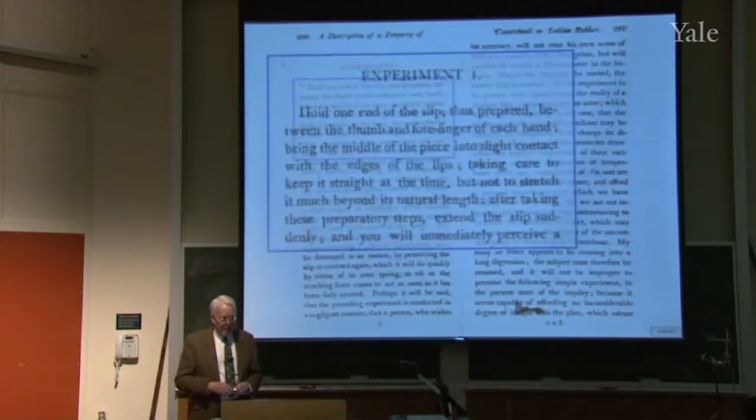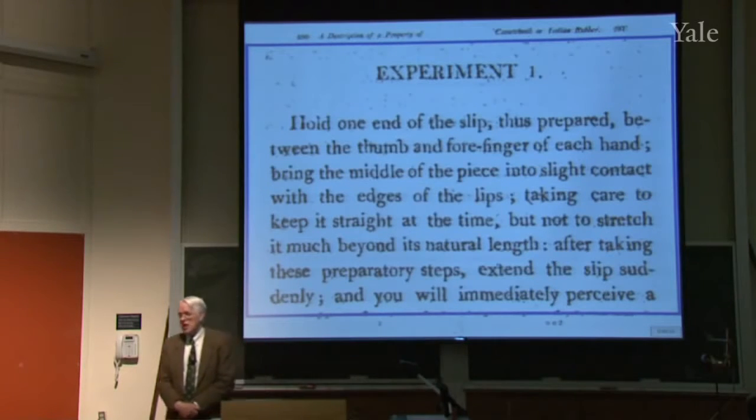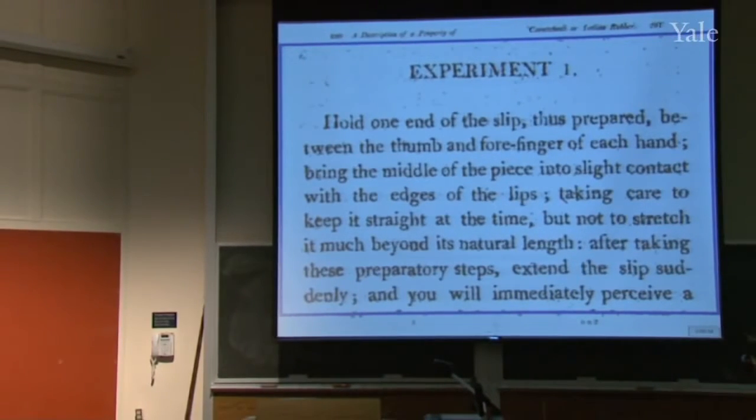Here he says, hold one end of the slip of the rubber, thus prepared, between the thumb and forefinger of each hand. Bring the middle of the piece into slight contact with the edges of the lips, because he has to do it by touch, right? Taking care to keep it straight all the time, but not to stretch it much beyond its natural length. After taking these preparatory steps, extend the slip suddenly, and you will immediately perceive something. So we're going to repeat his experiment, but I need a balloon there. Okay, so everybody take their balloon, and we'll do what Gough says to do here.